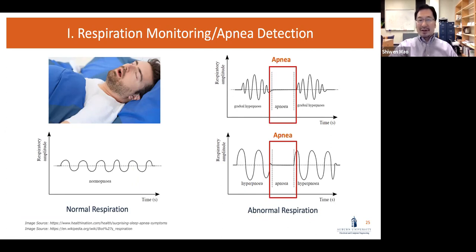So it would be very inconvenient and costly if you go to a hospital, sleep there for a few nights, with all the sensors hooked up to your chest and your head. That would be very inconvenient, right?